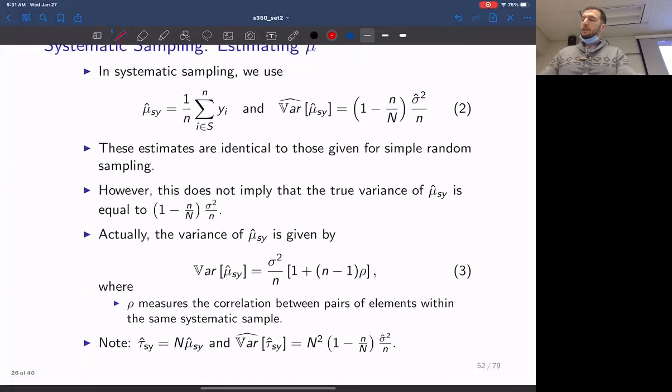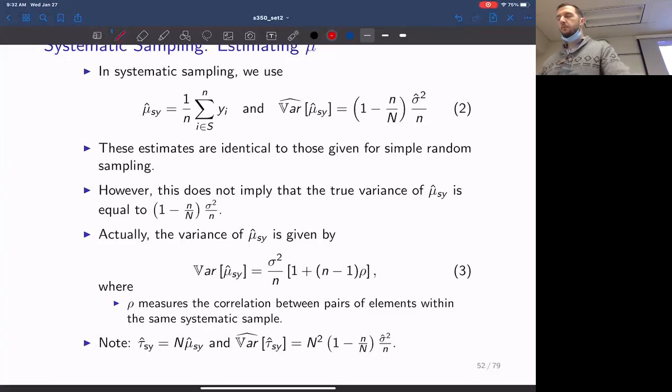All right. So as I mentioned earlier, for systematic sampling, we use the same estimates that we would use for simple random sampling. Okay. So you can see in equation 2, we have our estimate for the mean, and we have our estimate for the variance of the estimator for the mean. And we could also write these in our random variable notation as well, but the point is just that we use the same estimators as what we use for SRS.